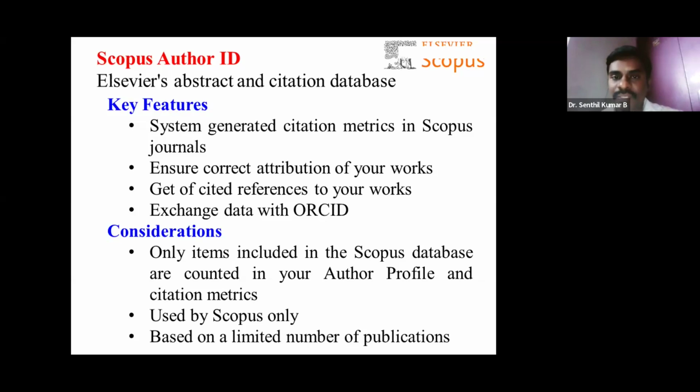I repeat again, the Scopus profile will include only the publications done in Scopus indexed journals. And if people give citation to your work, the journal where they are publishing should also be in Scopus, then that will be counted as a citation and added to your Scopus account. So this is a main limitation of Scopus, because it includes only Scopus indexed journals and is based on a limited number of publications.